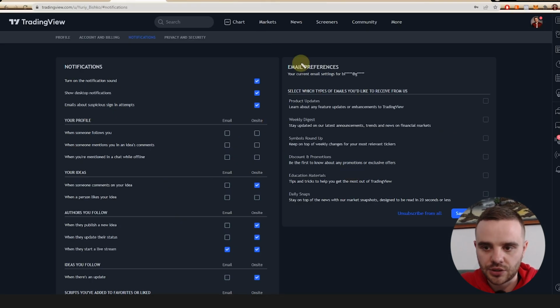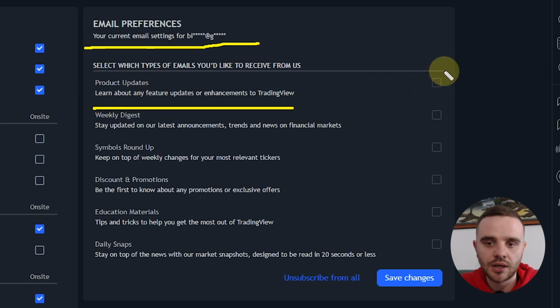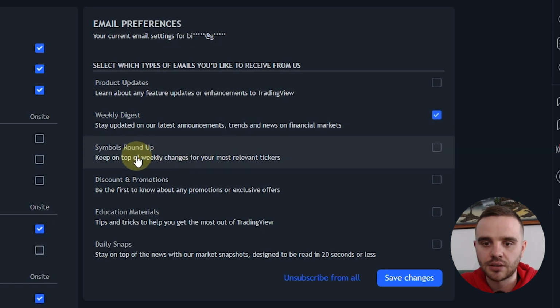Email notification. As you can see here, you can see your current email settings and select product updates. If you have the desire, you can add it. Weekly digest: stay updated with the latest announcements, trends, news, ideas, the financial market, for example. We can add that one. Symbols roundup: keep up on the top weekly changes for more relevant tickers.